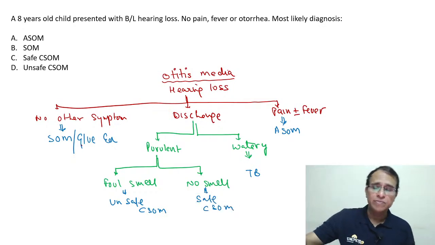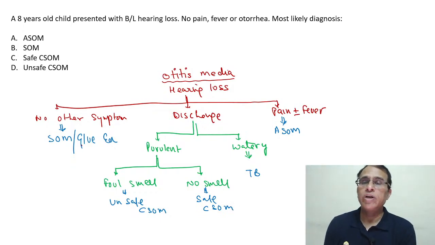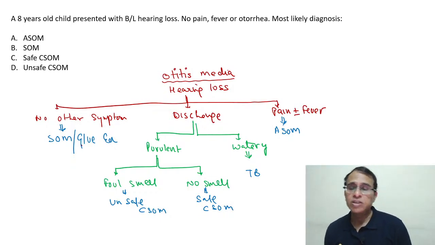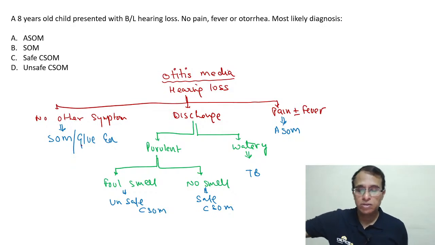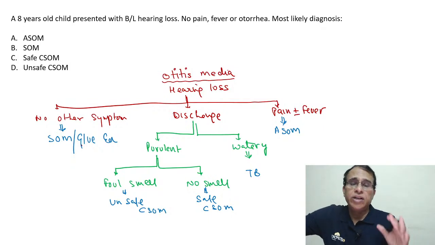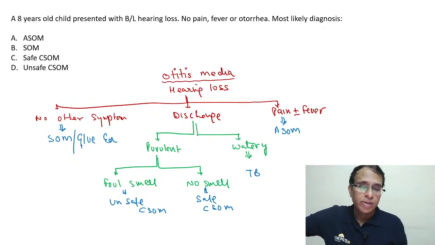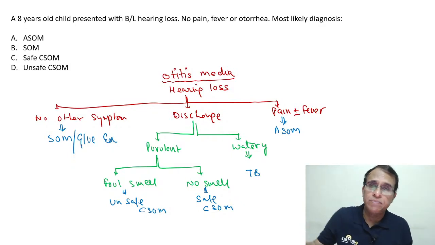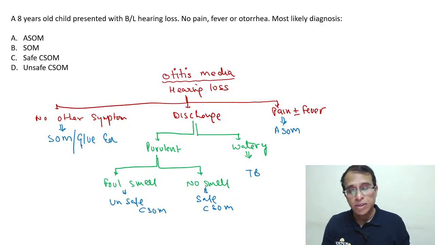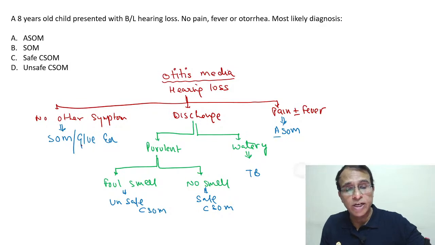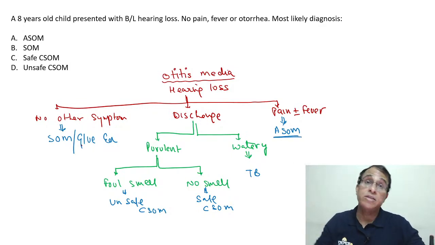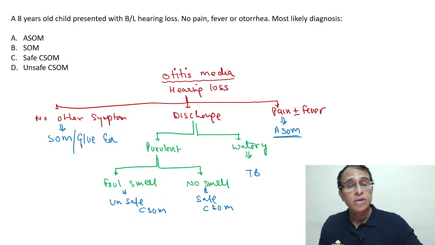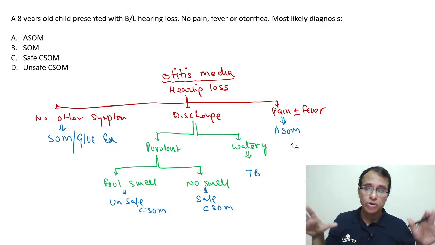By and large, this particular chart will help you arrive at a diagnosis if a patient of otitis media comes with hearing loss. So try and remember this. If they give you a clinical question like this, remember this table. It's not 100% true, because you might have something conflicting, like purulent discharge can be seen in ASOM also, in the later stage, the resolution stage. It is a possibility, but by and large what I have told you is true.